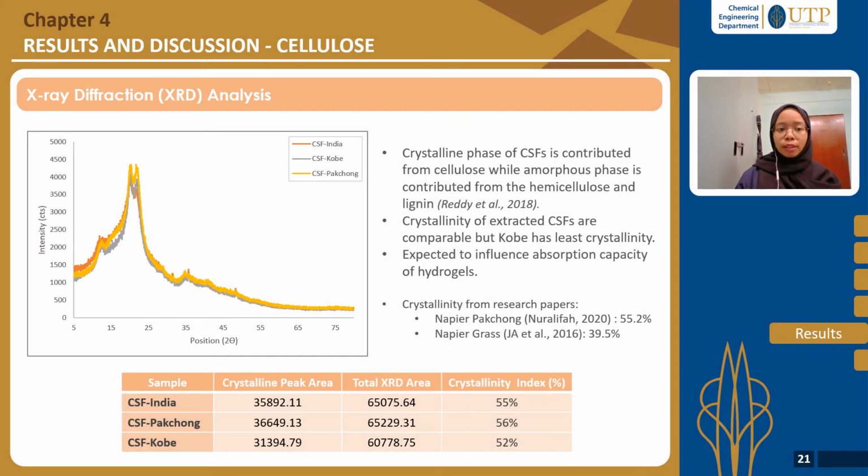Moving on to XRD analysis for cellulose, the crystalline phase of CSF is contributed from cellulose, while the amorphous region is contributed from the hemicellulose and lignin. The crystallinity of extracted CSFs are comparable, with Napier Kobe having the least crystallinity at 52%. So this is expected to influence the absorption capacity of hydrogels, as crystallinity determines the strength or the atoms arrangement of a compound.